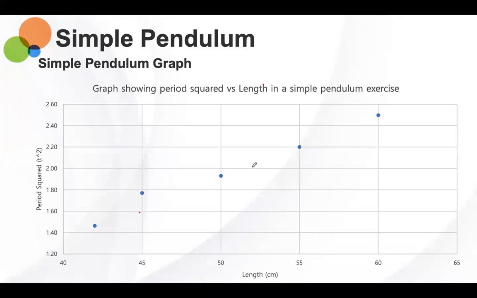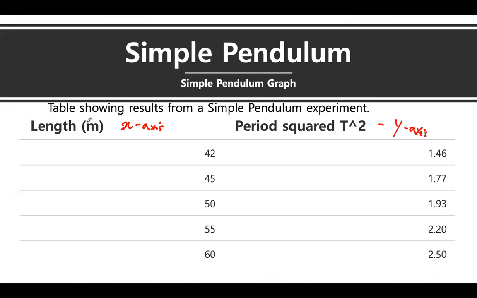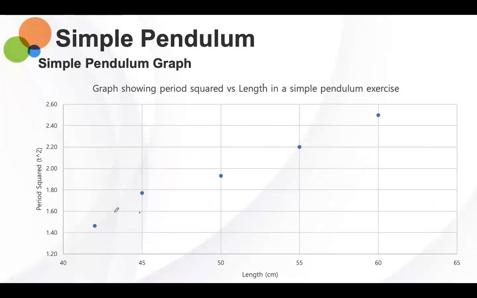All right, so we took out the important data. We took out length, and we said length goes on the x-axis, and period squared goes on the y-axis. So we plotted our values and we drew a straight line. Last class, we drew a straight line. We should try and get most of the points on the line. It'll do something like this. I'm not using a ruler now, so it might not be straight.